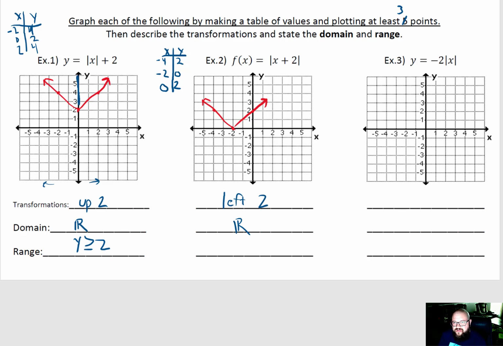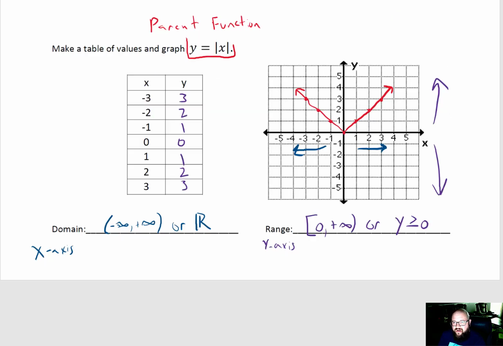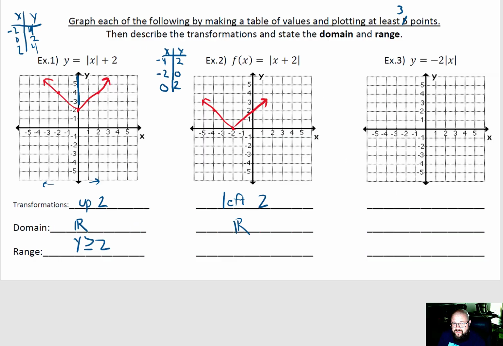And what about the setup for our range? It looks very similar to our parent function, starting from 0 on our y-axis and going greater than or equal to. It's very similar. The only thing that's changed is it moved to the left 2 units, so that doesn't affect the range values. So the range is still going to be just like our parent function: y is greater than or equal to 0.